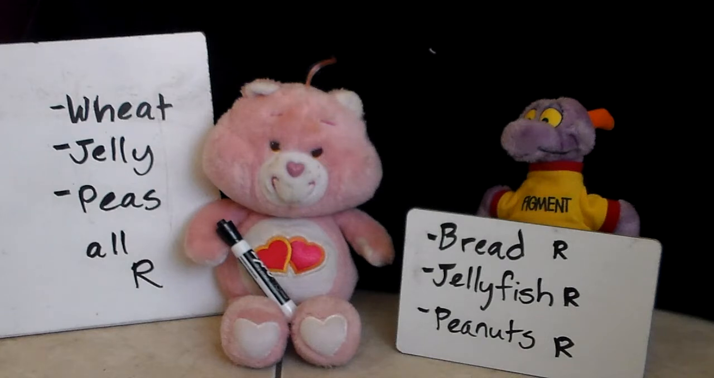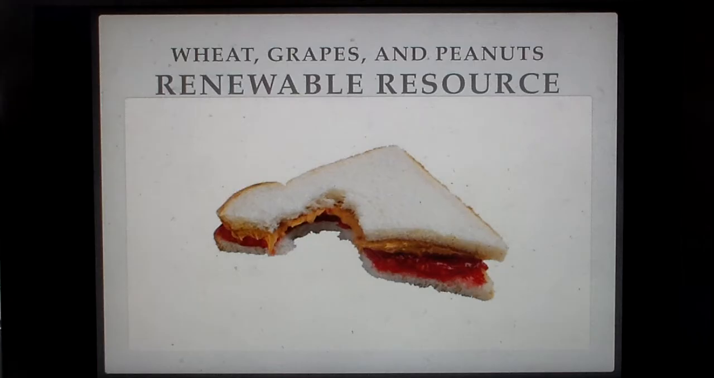Jellyfish, wow, that's creative. No, jelly is not made from jellyfish, but good, you did figure out peanut butter is made from peanuts. Let's look at our other correct answers. So one of those materials is wheat. Another one is grapes. You could have also said strawberries, and peanuts. And all three of those are renewable resources because we can grow more of them.